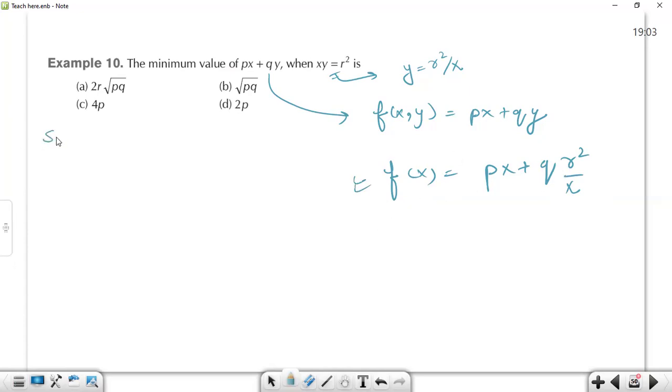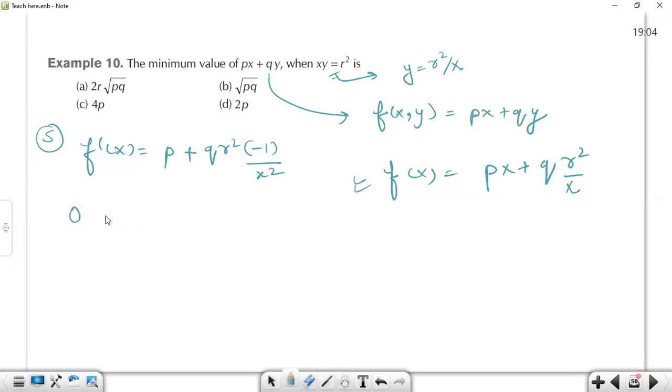Simply the second derivative test. Differentiating px gives p, and then q r squared into the derivative of 1 by x, which is minus 1 times x raised to power minus 2, since minus 1 comes ahead and x raised to power minus 1 minus 1 becomes x raised to power minus 2. So it will go down in the denominator as x squared.